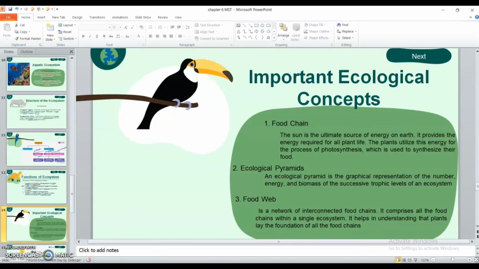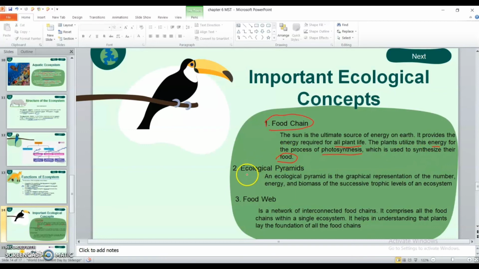What are the important ecological concepts? There are three important ecological concepts. First is the food chain. The sun is the ultimate source of energy on Earth. It provides energy required for all plant life. The plants utilize this energy for the process of photosynthesis, which is used to synthesize their food.